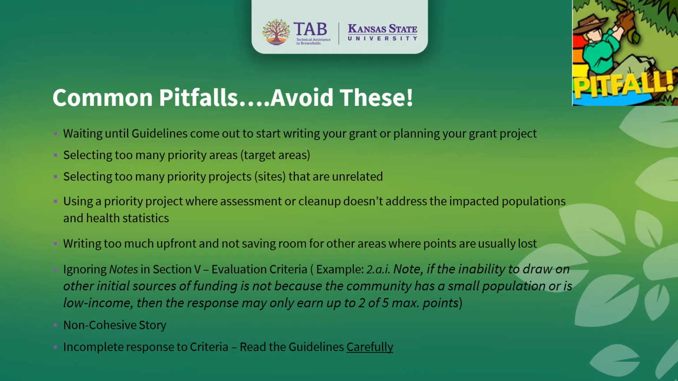Selecting too many priority projects that are unrelated. Again, that gets into the fact that we want our priority projects, our priority sites, our target areas to be related as far as what they are experiencing, be it job loss, be it high unemployment, or both, different types of health risks. You want to have those types of things related so it all meshes well in the grant.